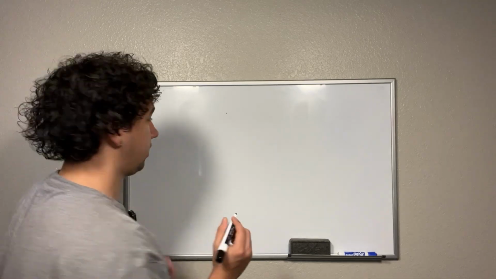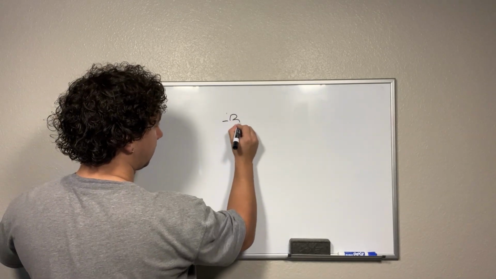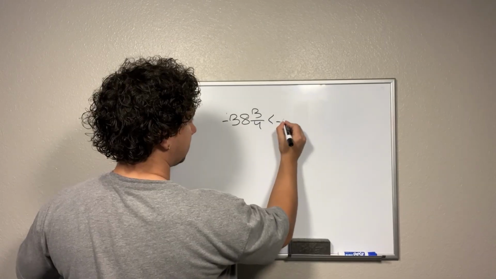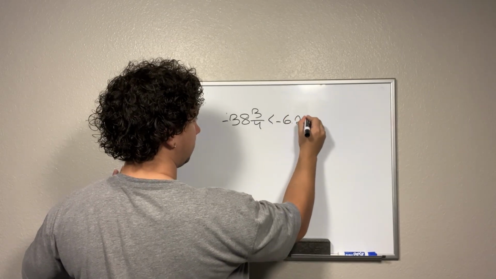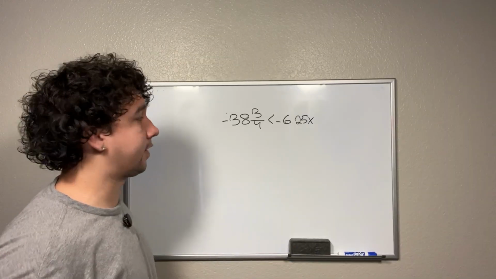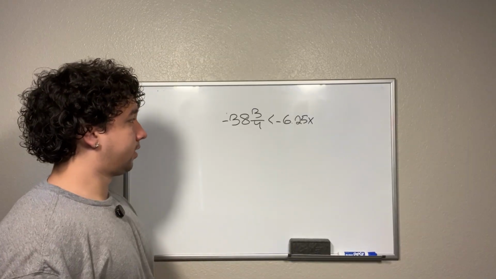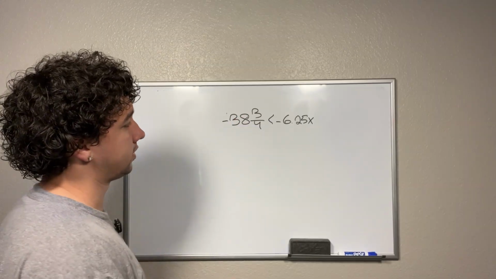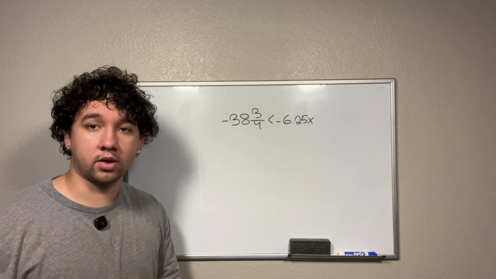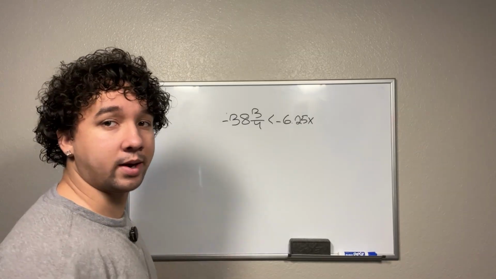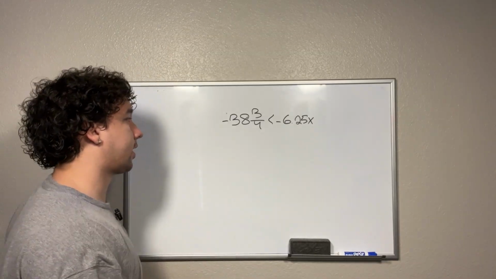Okay, next question here. Looks like negative 38 and 3/4 is less than negative 6.25x. And it's asking us not only to solve this, but to graph it on the number line. All right, well, first things first, here's what I'm noticing: there's ones in fractions and ones in decimals. It's kind of up to you what you'd rather work with, right? You can work with decimals, you can work with fractions. In terms of the fact that I'm doing this by hand, I prefer fractions personally.